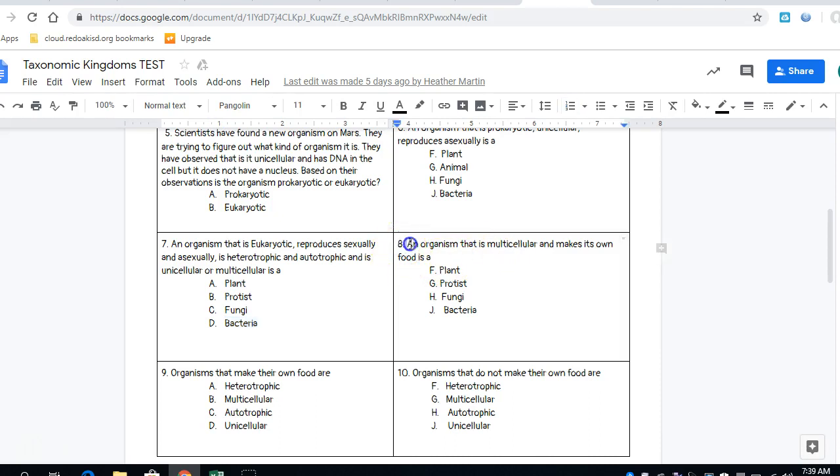Question 8, an organism that is multicellular and makes its own food is a blank, F, a plant, G, a protist, H, fungi, J, bacteria.